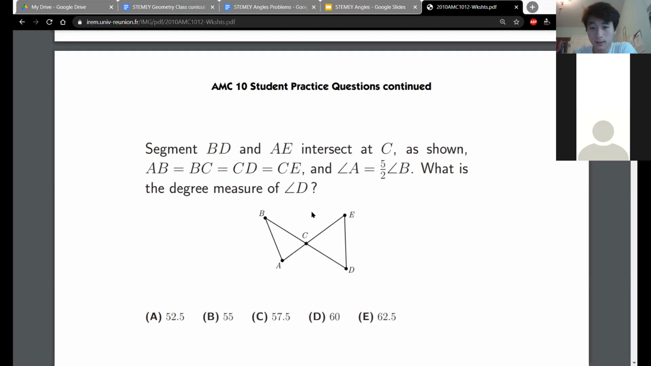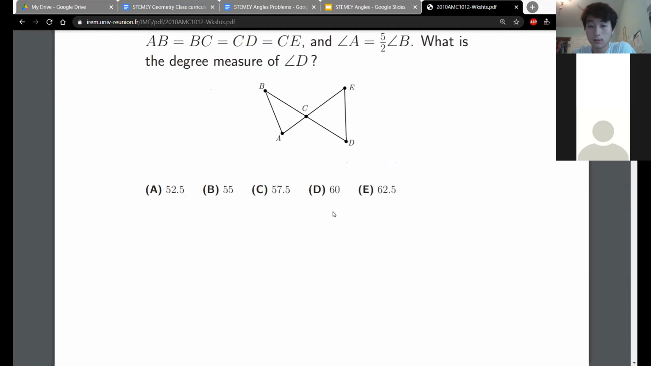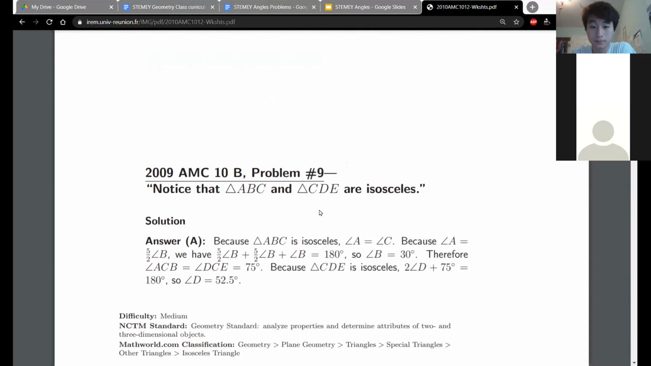Okay, so yeah, that this is a 75. This ratio adds up to 180. So here's a total of 6 parts of B. So that's 75, 75, 30, 75, and then isosceles triangle. So this would be 52.5, 52.5.